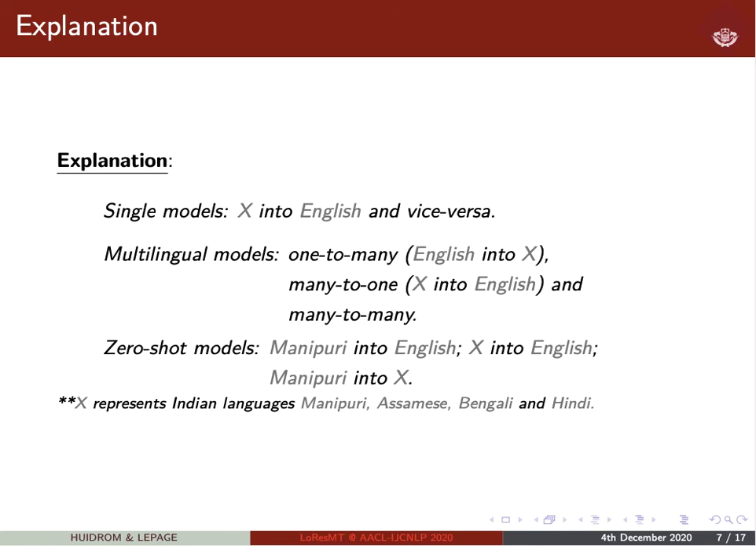An example of our zero-shot model is, say we have Manipuri to English and we have some language X to English, but we want the translation between Manipuri and this language X, for which no parallel data exists. This is what the zero-shot models will do. In our case, the X represents Indian languages, which are Assamese, Bengali, and Hindi, and Manipuri.